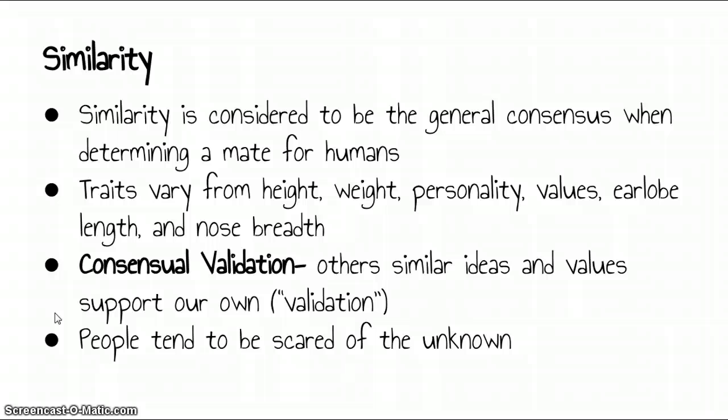Consensual validation is when others' similar ideas and values support your own, so they validate what you think, and there have been a lot of studies that show that individuals look for that in a mate. They want them to support you and validate your ideas and believe them themselves. And another explanation for why people want similar characteristics in their mate is that people tend to be scared of the unknown. That's a broad topic, but that's another explanation for that.